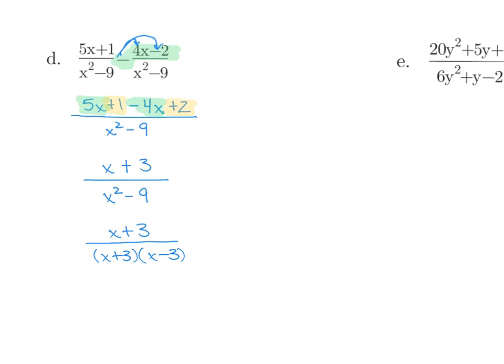If I cancel my common factors, I cancel x plus 3's. And then now what is going to be my final answer? You do want to be careful here. We have an x minus 3 on the bottom, but what do we have on the top? Well, remember that when we cancel common factors, we are dividing. And so what we are left with is 1 over x minus 3.